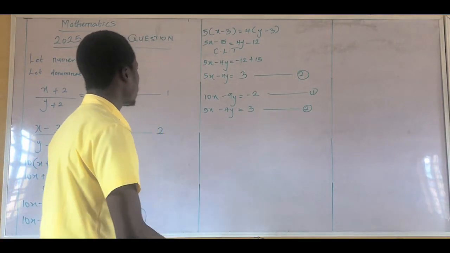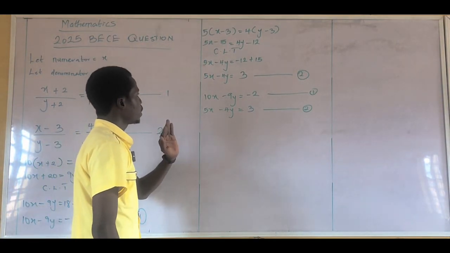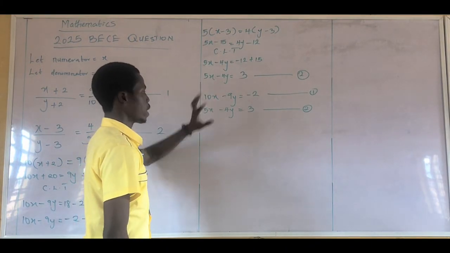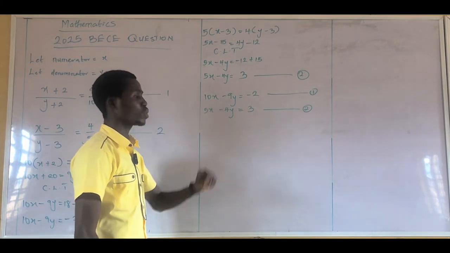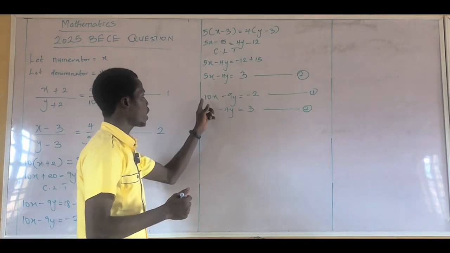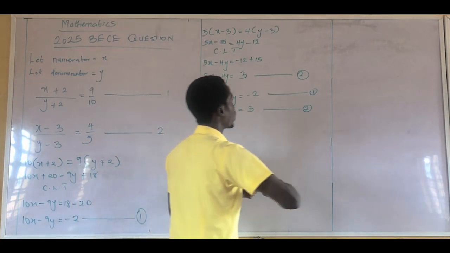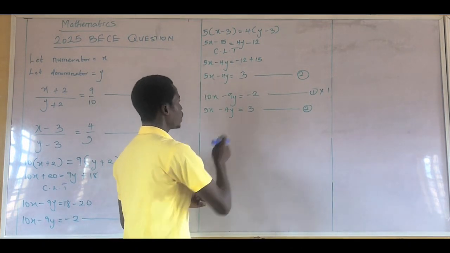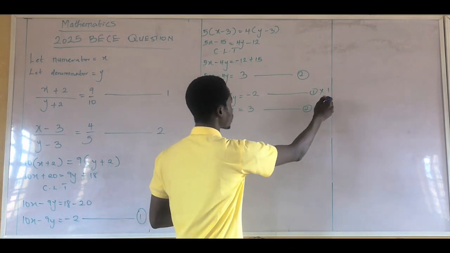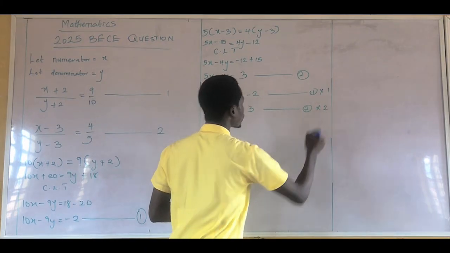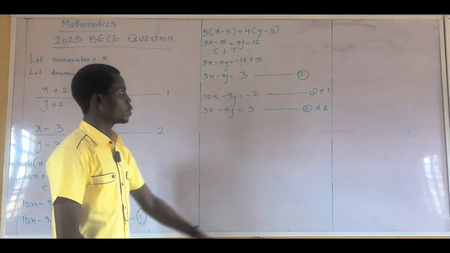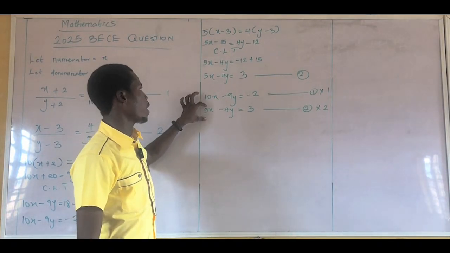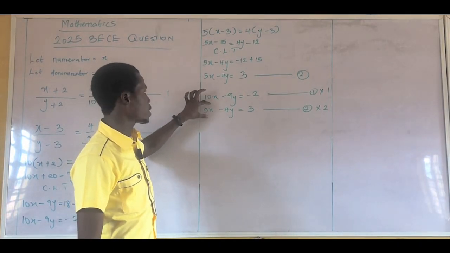Elimination method. All right? So to eliminate, it is going to be very easy for me to eliminate x. Why? Here is 10x, here is 5x. All I have to do to eliminate x here is multiply equation 1 by 1 and then equation 2 by 2.